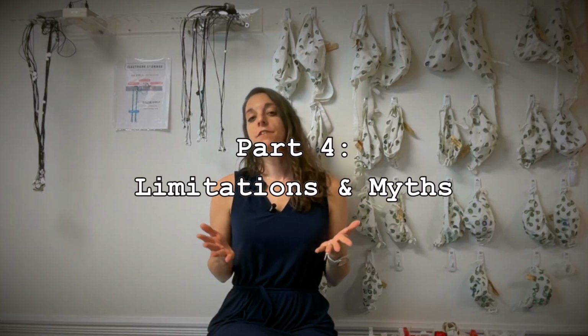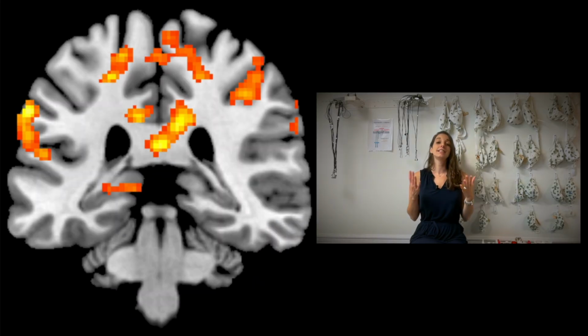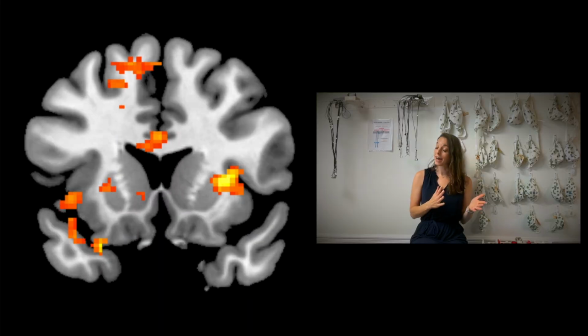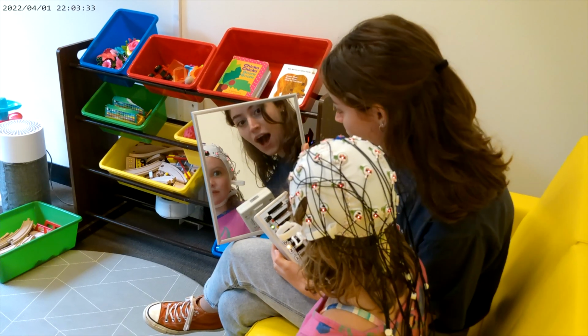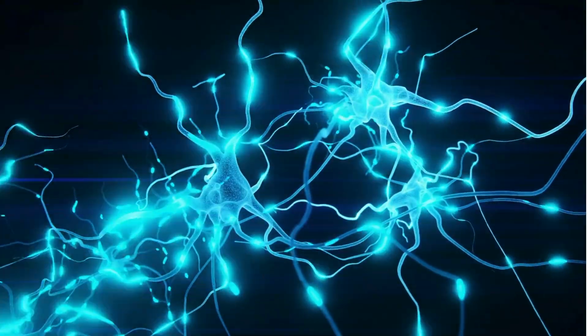All right, let's bust a few myths before we wrap up. Those glowing fMRI images, they're statistical maps of blood flow, not actual thoughts. EEG can't read your mind. It's picking up patterns of electrical activity, not secret intentions.